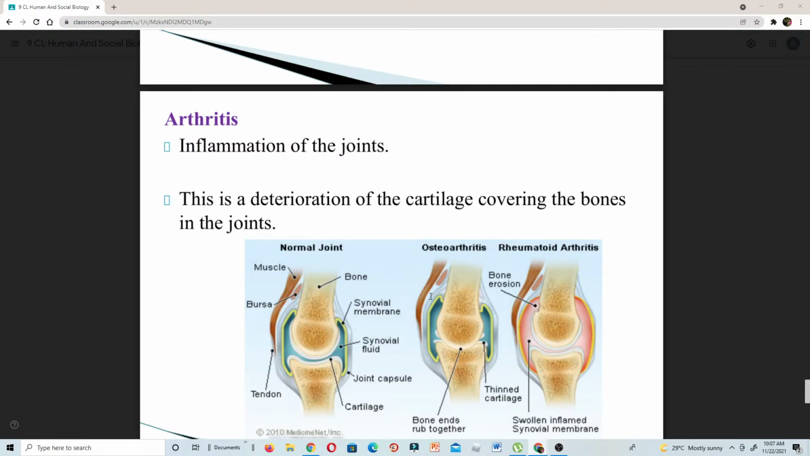Arthritis, now this is an ever-growing problem, especially in older persons. Inflammation of the joints. So as for arthritis, what is arthritis? It has to do with the deterioration of their cartilage. Now normally, cartilage is at the ends of bones where you have a joint.